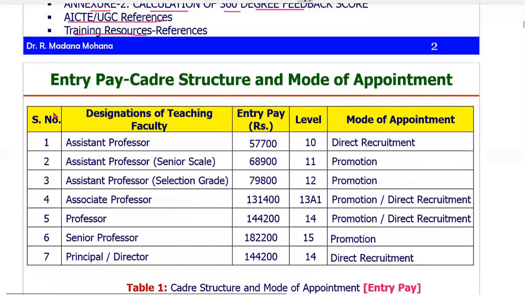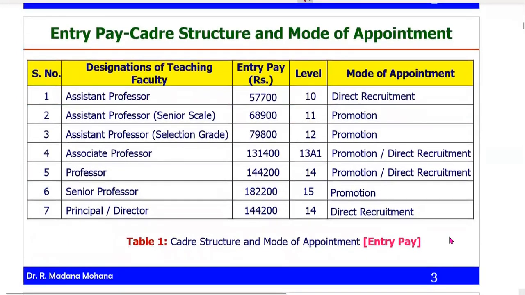Okay, now as part of entry pay cadre structure and mode of appointment, the following table shows cadre structure and mode of appointment and entry pay. Designation of teaching faculty starting with entry level assistant professor, the entry pay is 57,700. Its level is denoted with 10. The mode of appointment is direct recruitment.